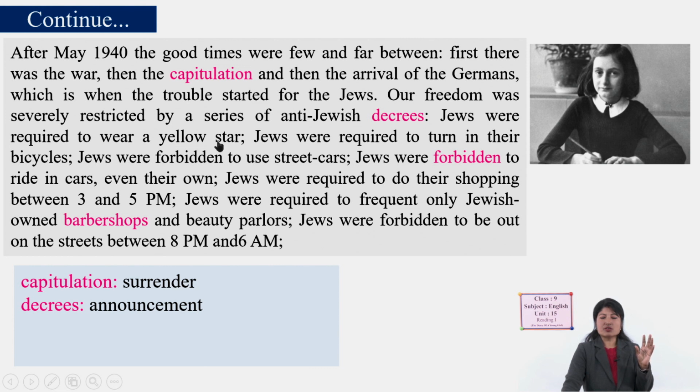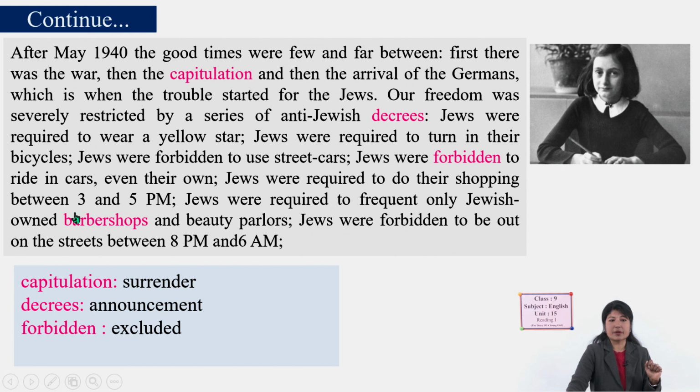Jews were required to wear a yellow star, and Jews were required to turn in their bicycles. Many things were forbidden. Jews were not allowed to use their car. They had to come by bicycle, and there was a time restriction also. They had to do their shopping between 3 and 5 p.m.